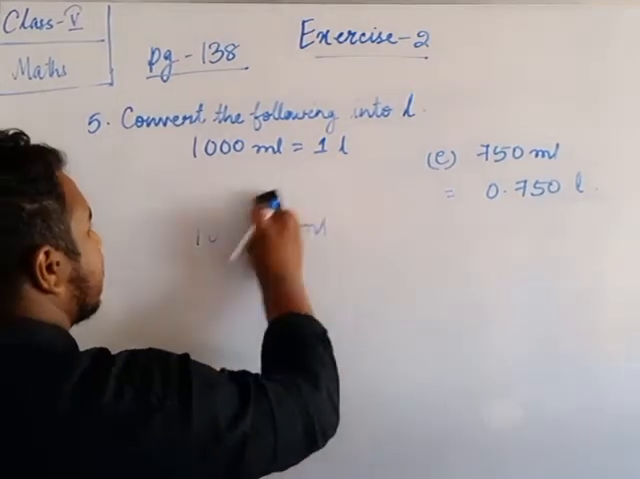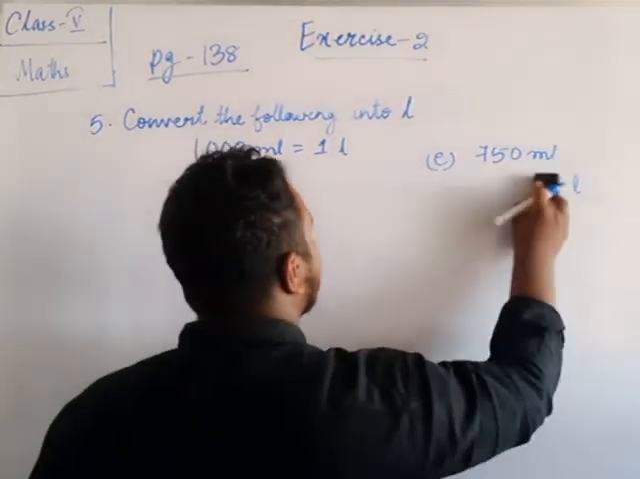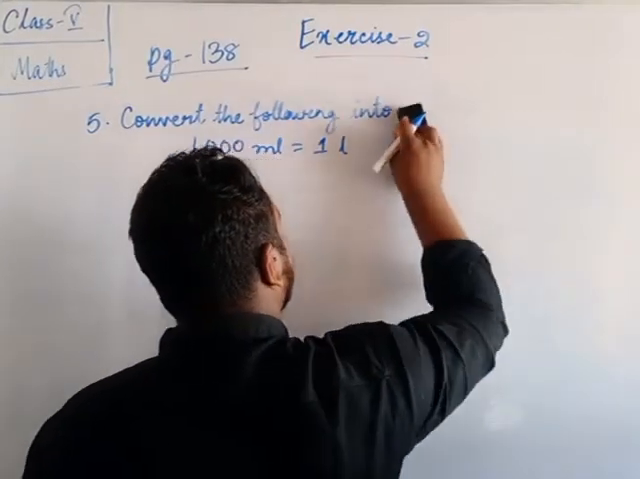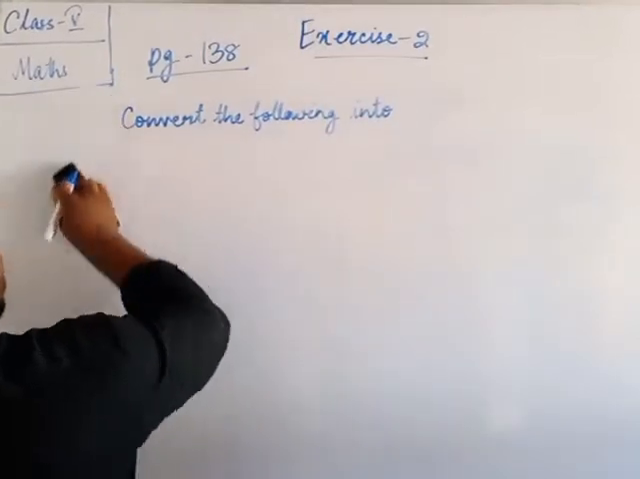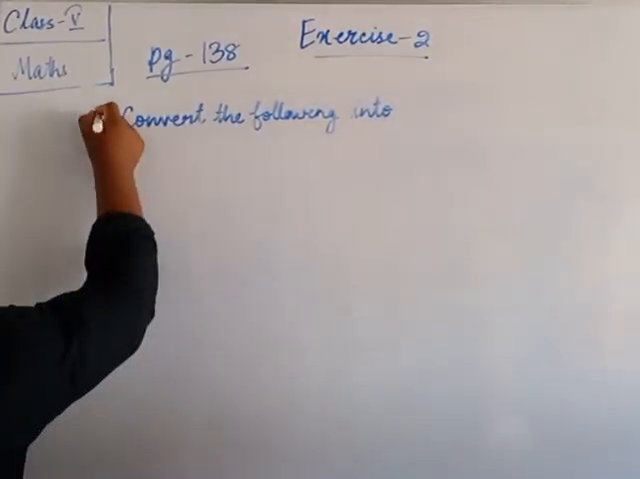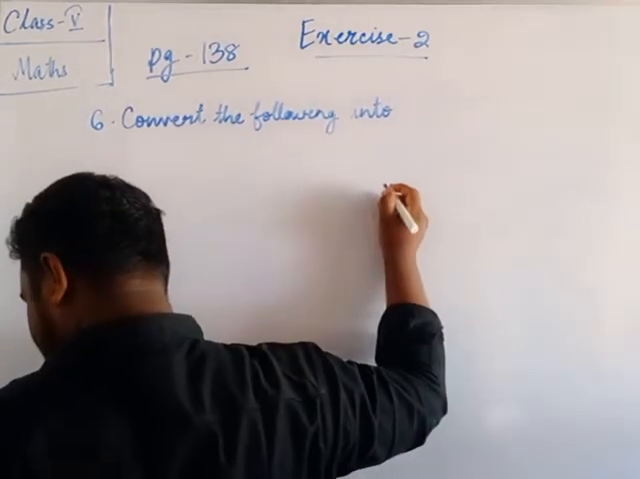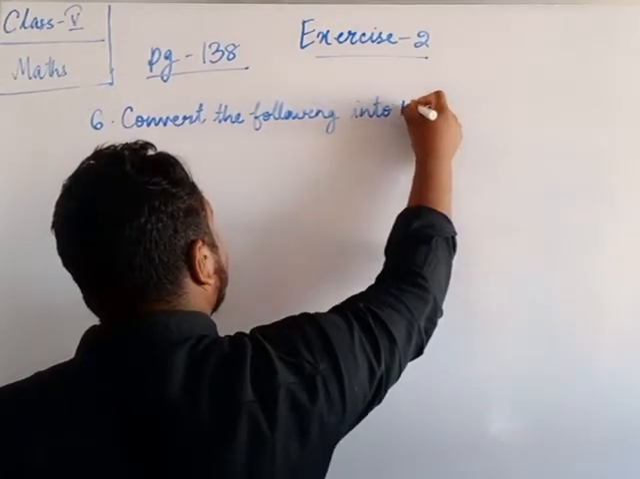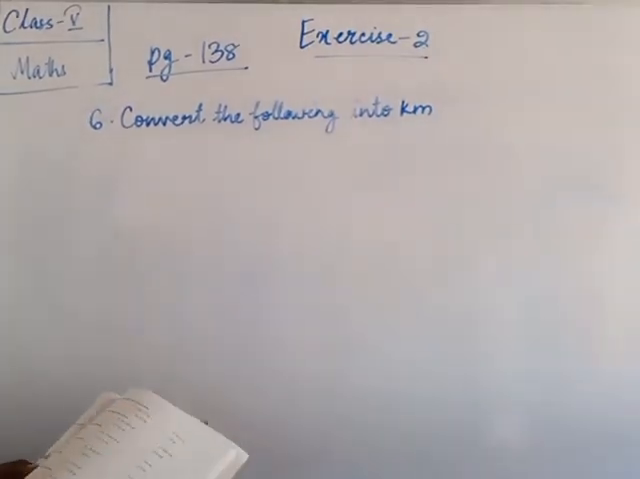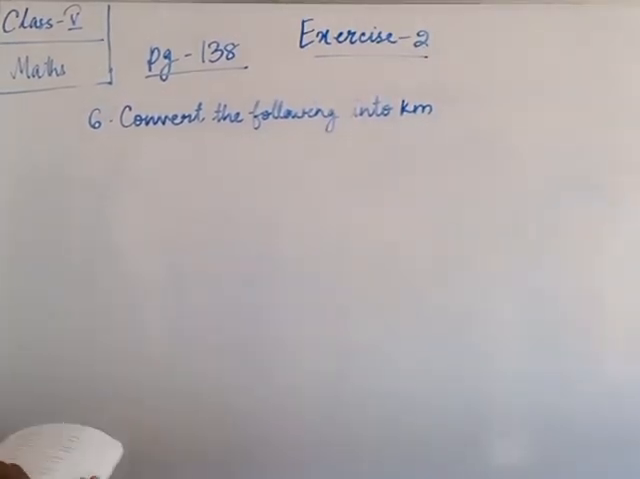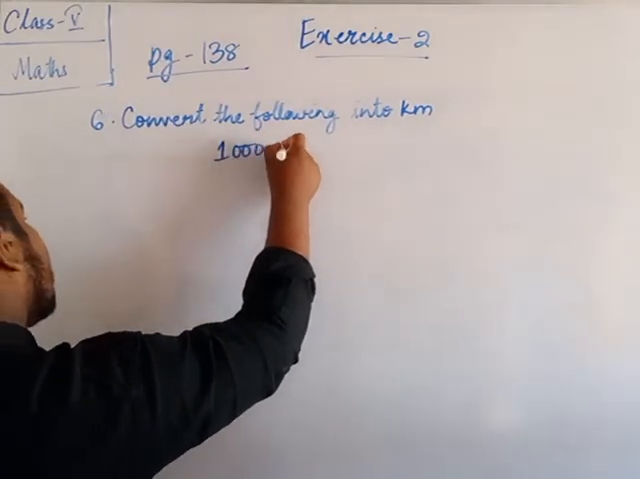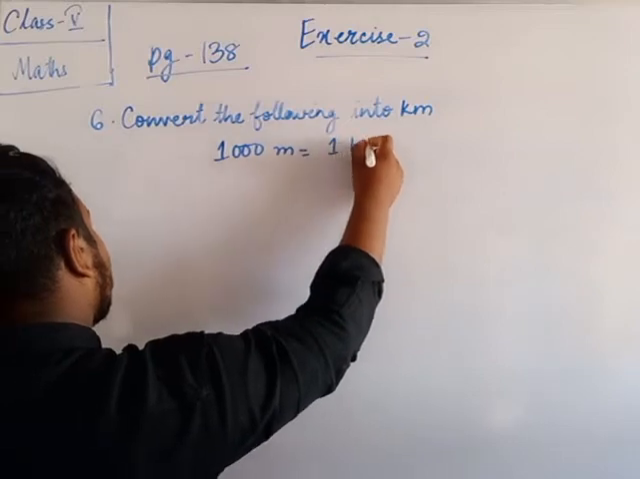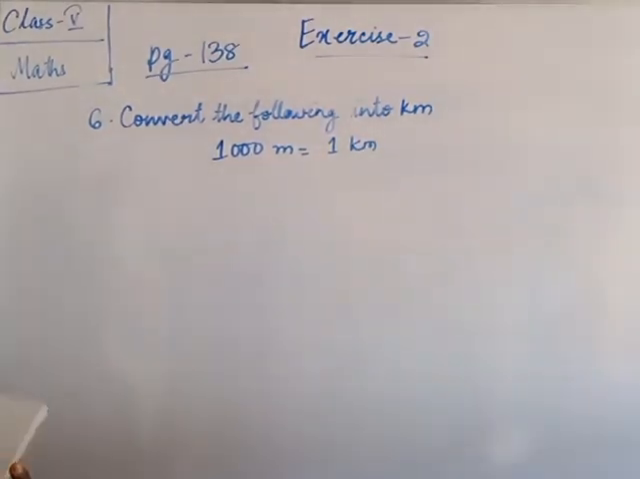Then look, question number 6. I am teaching you in an easy way, not in a very hard way. Convert into kilometers. As we know, 1000 meter is equal to 1 kilometer.